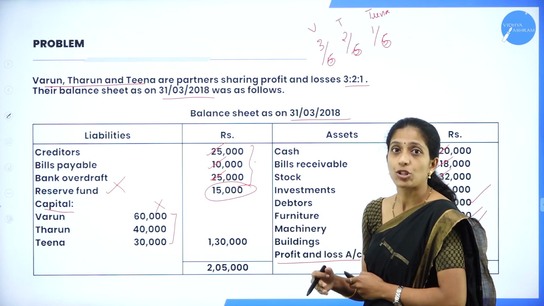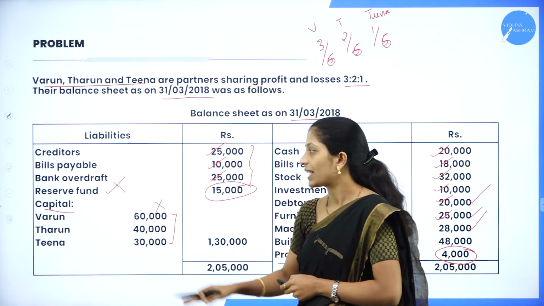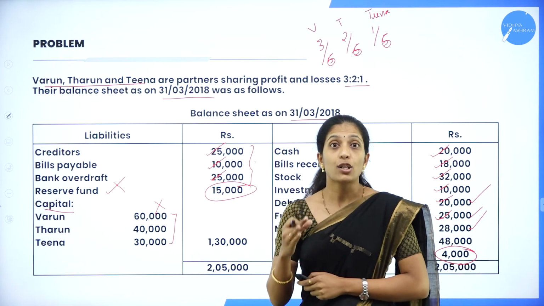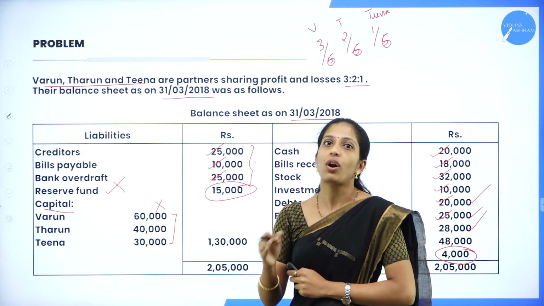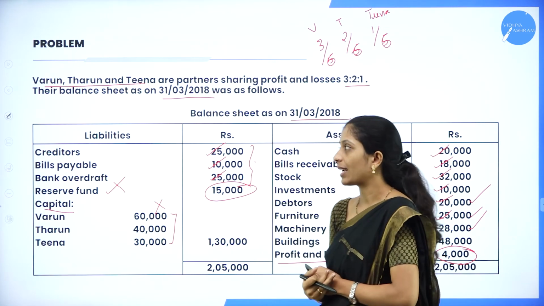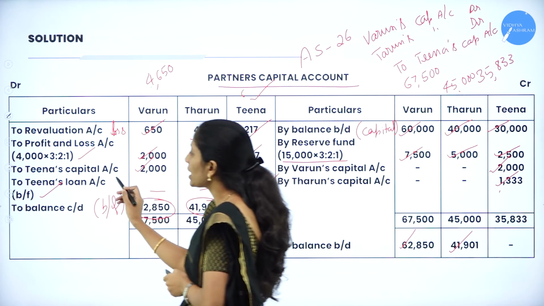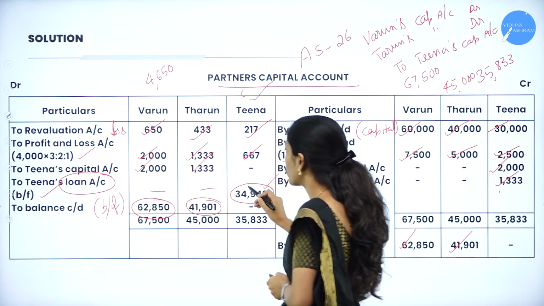Then which capital has to be taken? The balancing figure of partner's capital account has to be taken as capital. That is only of the remaining partner. Then what about the retiring partner? Retiring partner's loan account has to be taken. Now go through partner's capital account. Yes, here there is Tina's loan account. Now this amount has to be taken.